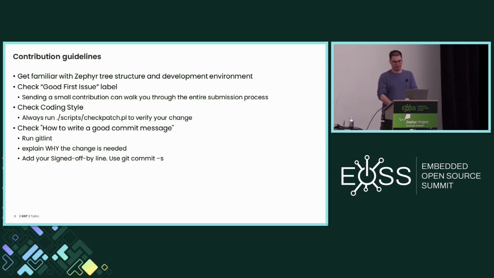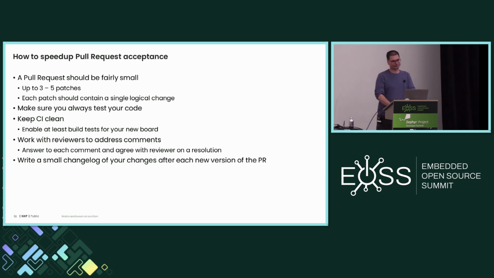Right? So once you have everything, you can start the creation of the pull request. From my experience, the pull request shouldn't contain more than 5 patches. When it contains more than 5 patches, it means that there's a lot of mental effort for the reviewers to go through all of your patches. So better split it in up to 5 patches, and each patch should contain a logical change, right?